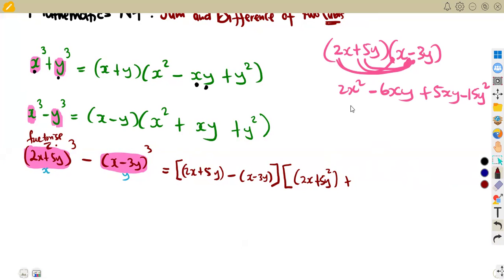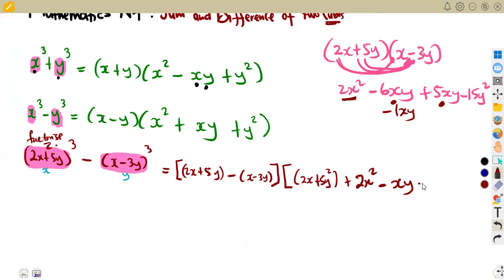As we can see, if we collect our like terms, we remain with 2x² - 6xy + 5xy - 15y². Minus 6 plus 5 is negative 1, so that's negative 1xy, which is the same as minus xy. Take note, there is a negative there, then this is a positive. So this is going to be negative 1, not negative 11. Negative 11 is totally wrong, because there we are adding minus 6 plus 5, which is minus 1. Take note about that.